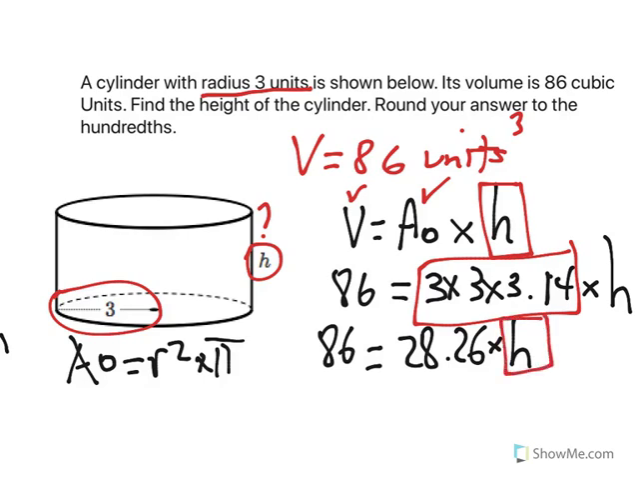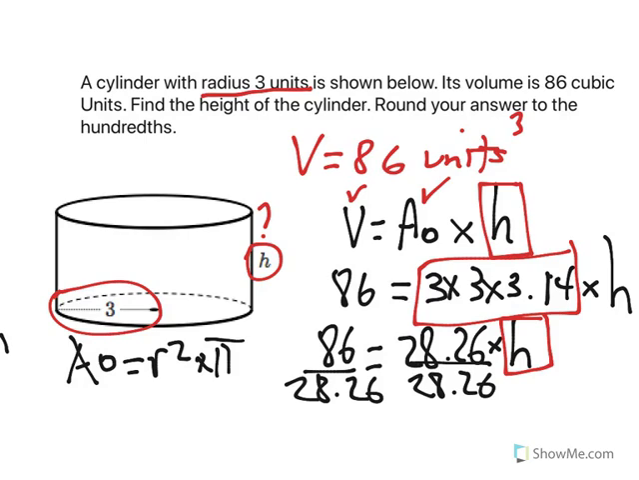And remember when we studied one-step equations, you're trying to find out what the height is. So we're gonna isolate that, doing opposite operations. So the way to solve this, we're gonna divide by 28.26, and divide both sides by 28.26, so we don't alter anything there. So let's do that. So we're gonna have 86 divided by 28.26.